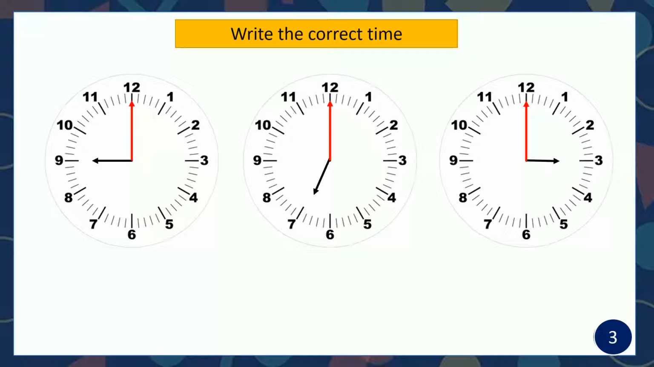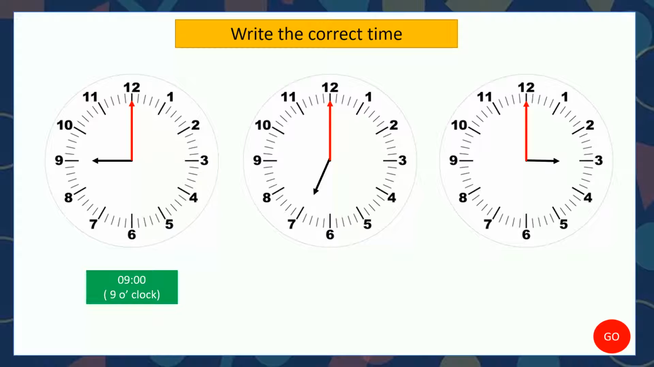Write the correct time activity. You can see 3 clocks on the screen. Let's check whether you can write the correct time for the 3 clocks shown here. The first clock shows the time 9 o'clock. The hour hand is at 9, the minute hand is at 12, so the time is 9 o'clock.